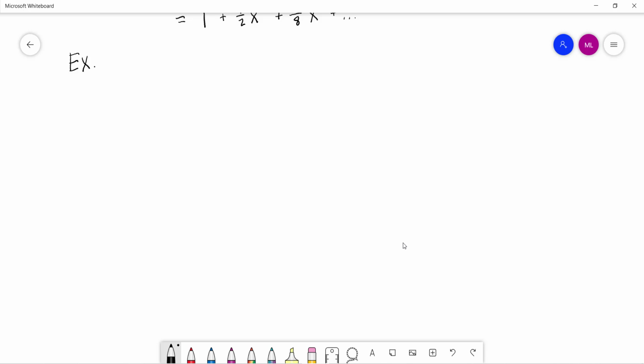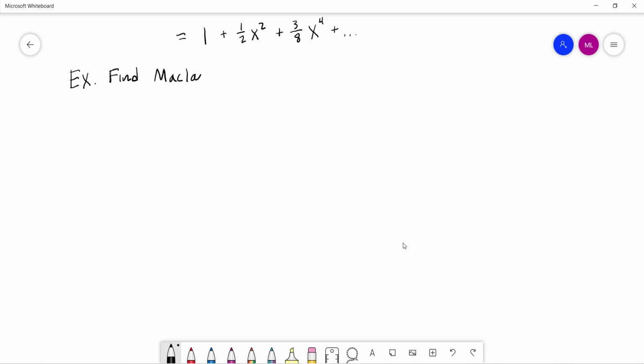Let's say I want to do, let's find the Maclaurin series for an f of x that looks like x cosine of x. So basically, we are trying to find our sum from n equals 0 to infinity of a bunch of c_n x to the n's that look like this.